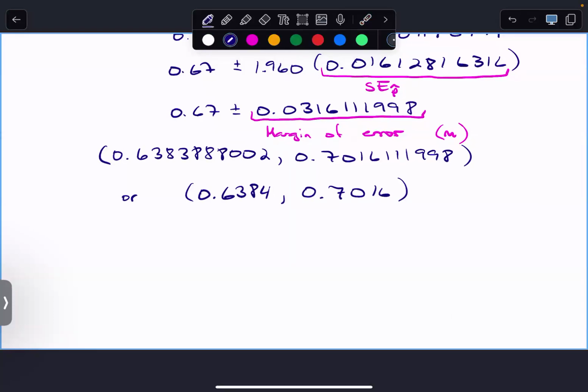So we've got this lower value separated by a comma and then the upper value in our interval.